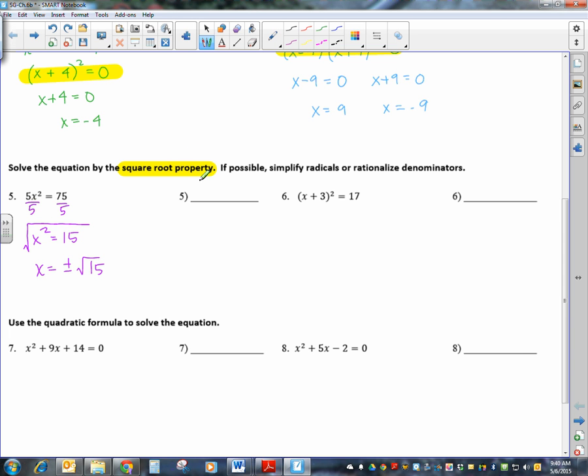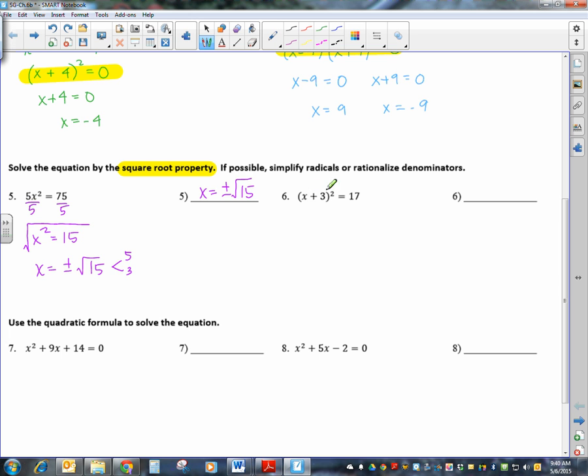If you get a decimal number, leave it. Okay, the only factors of 15 are 3 and 5. Neither one of those are perfect squares, so that means x equals plus or minus the square root of 15. Okay, we've talked about what our perfect squares are, so if you need to remember what they are and how to get them, then please come see me.